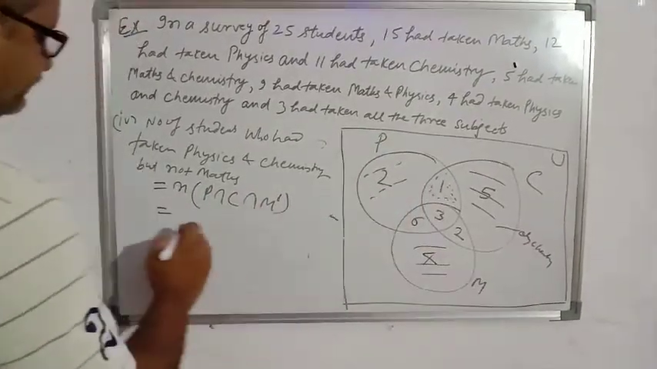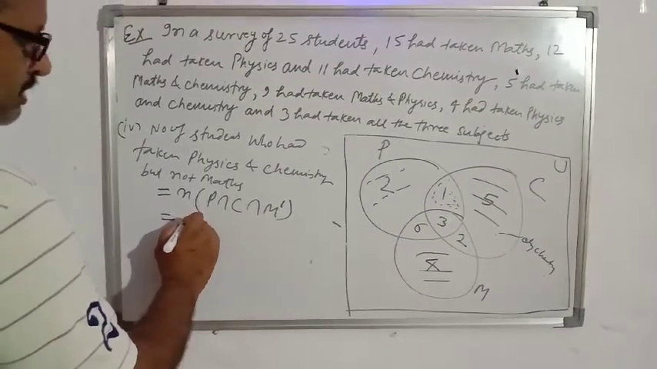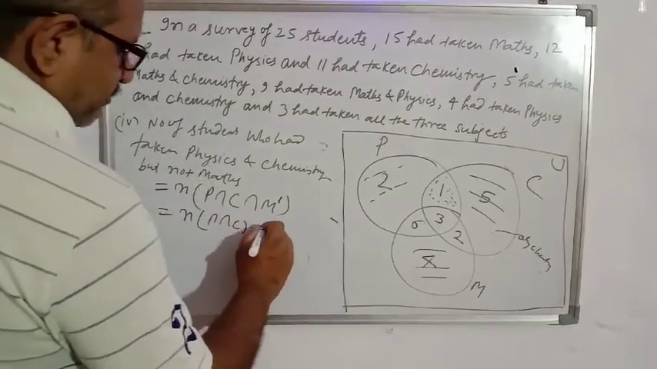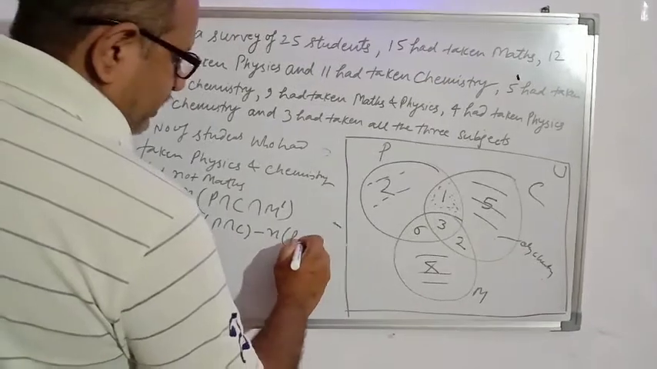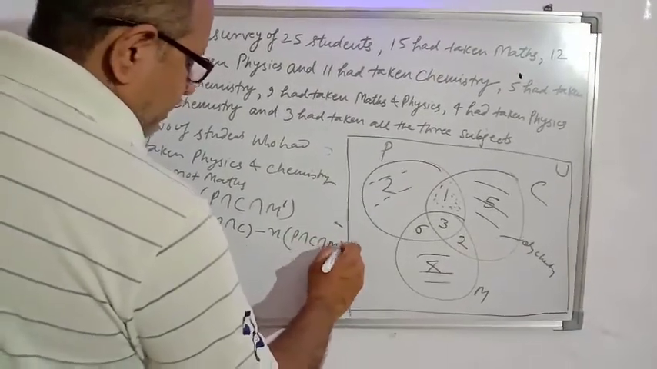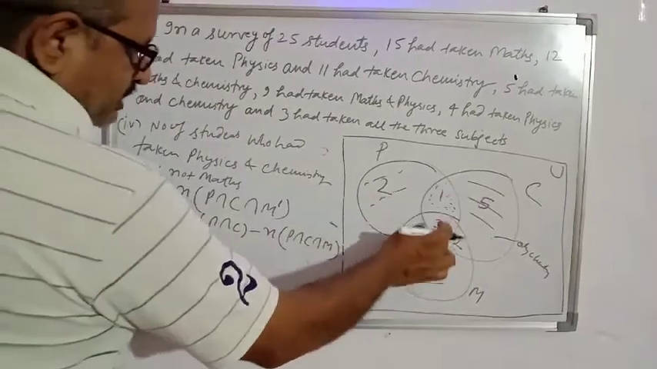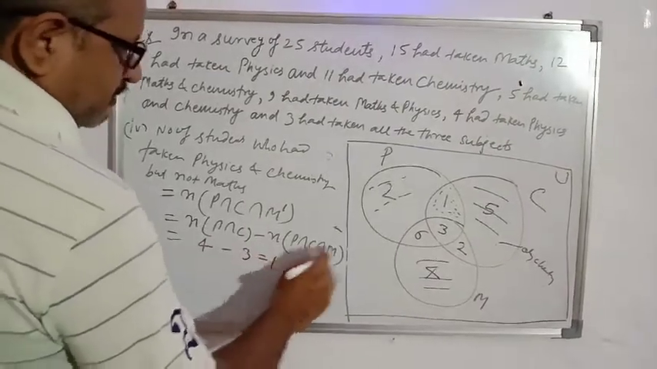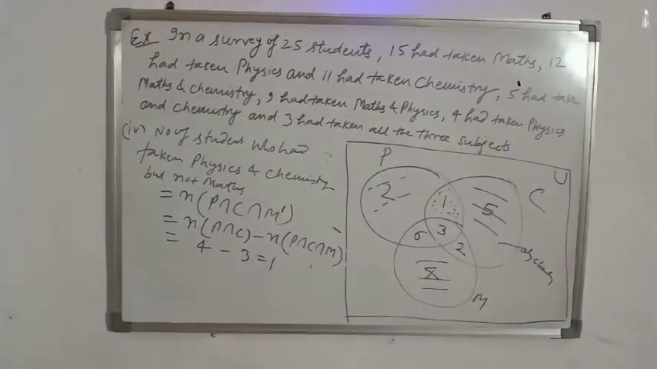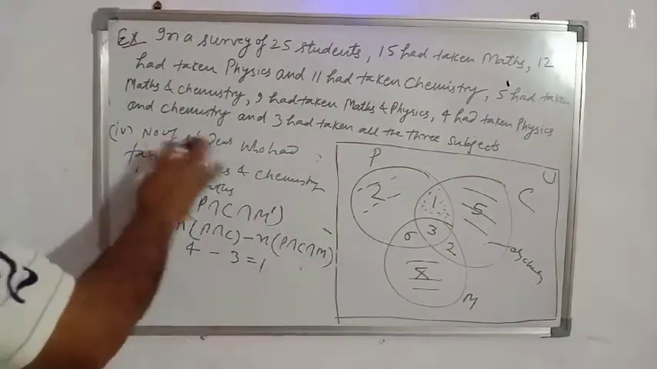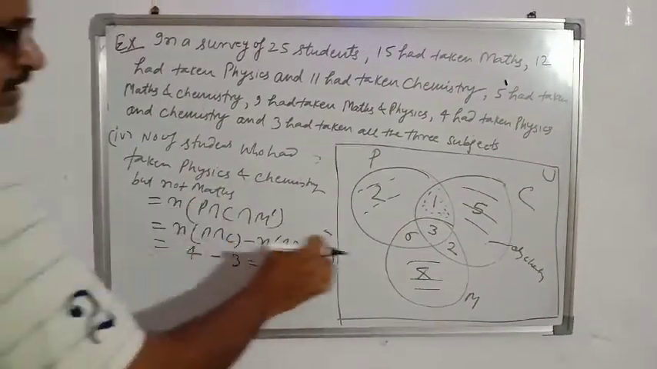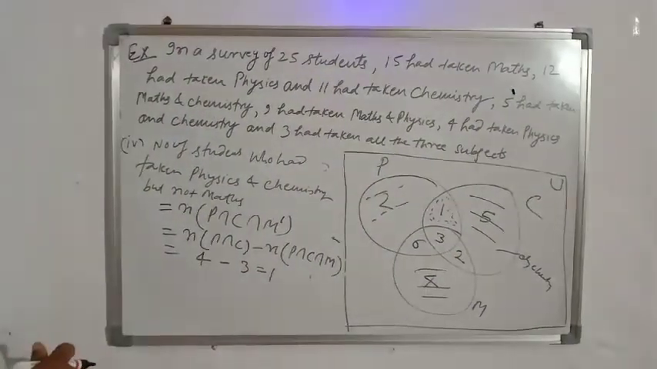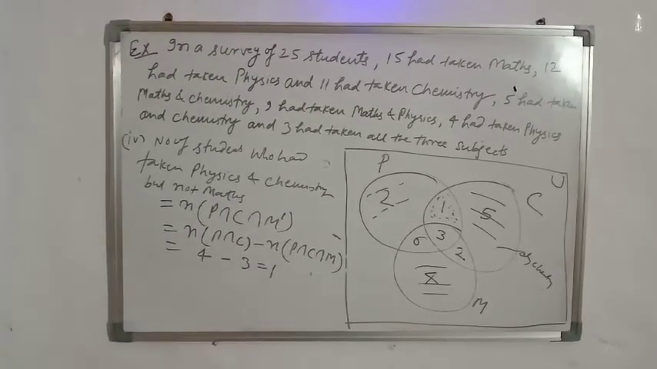And it is given here 1, or we can write N of P intersection C minus cardinal number of P intersection C intersection M. So P intersection C is what? 3 plus 1, 4. 4 minus 3, that is 1. 1 is already visible in the Venn diagram, so directly we can write 1. The number in this region is 1. So the answer will be 1. Next part, fifth part.